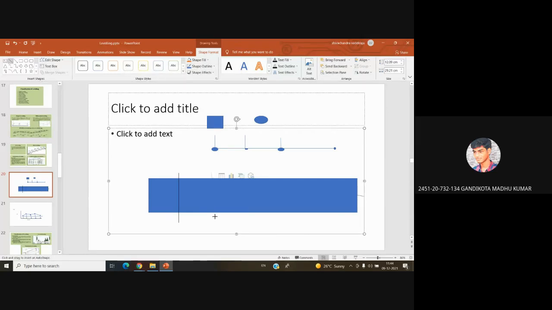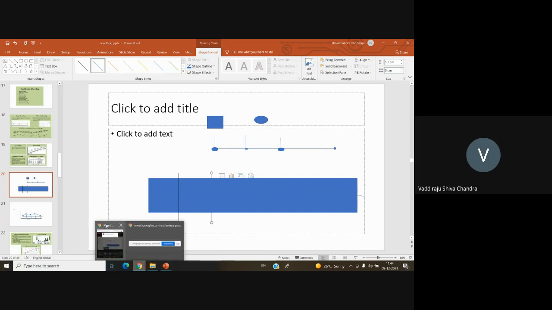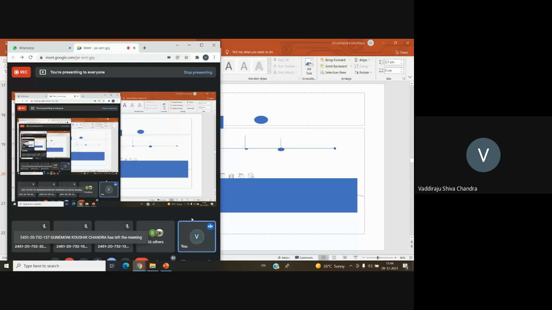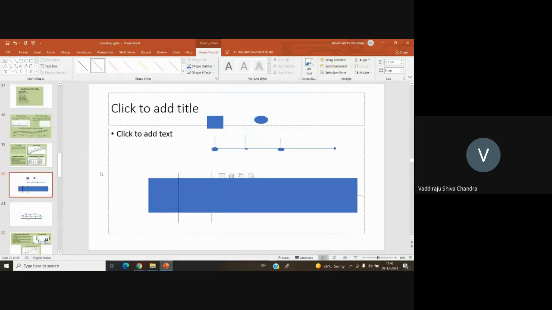Sir, 325 under join, sir. They can join directly, right? It is asking permission, sir. I'm not getting any here. They can automatically join. Okay.